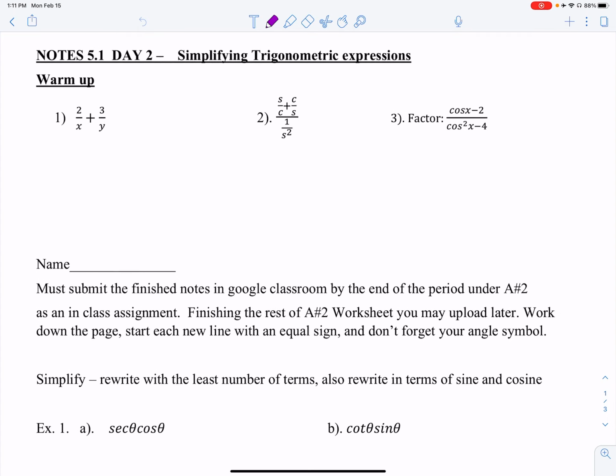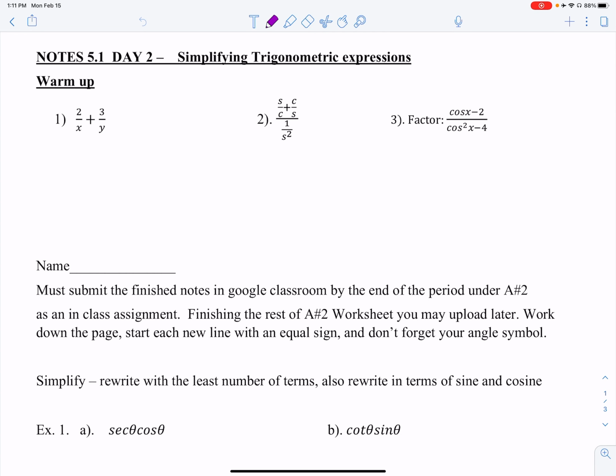Our warm-up here is to combine the fractions in number 1 by getting a common denominator. The common denominator is going to be the product xy. So you need to multiply the first fraction by y over y, and the second fraction by x over x. Then you get a common denominator of xy, and you get 2y plus 3x. That's just getting common denominators.